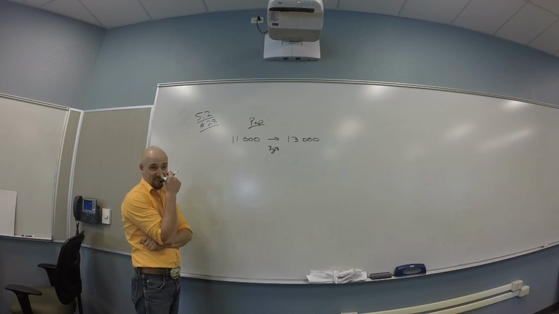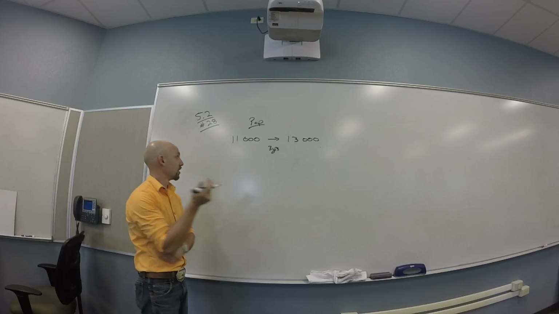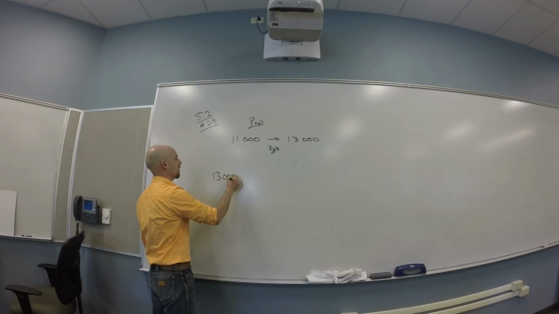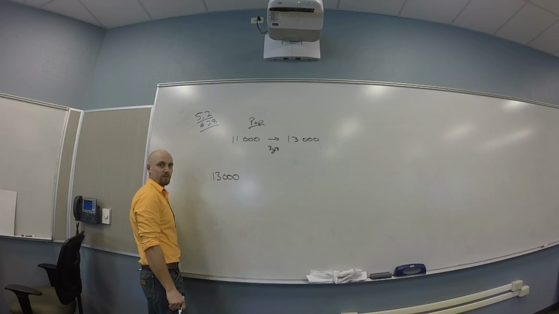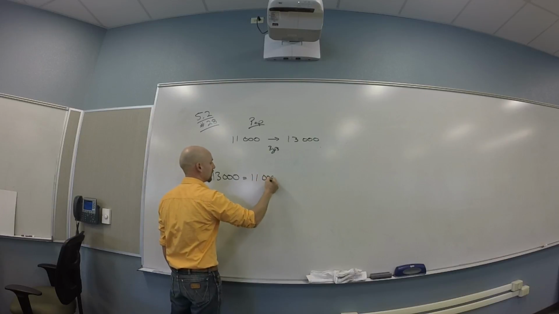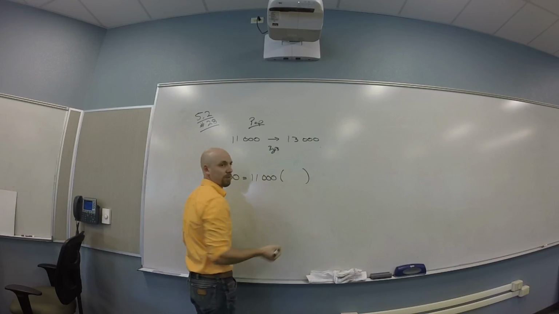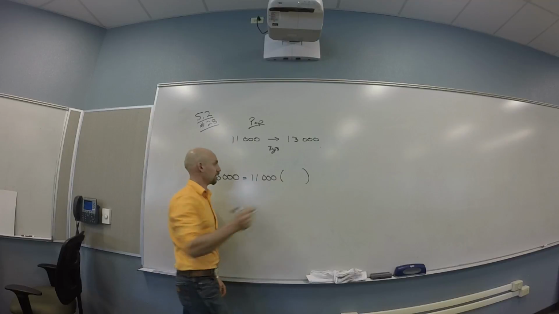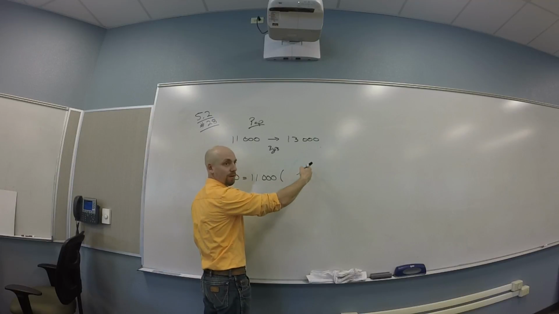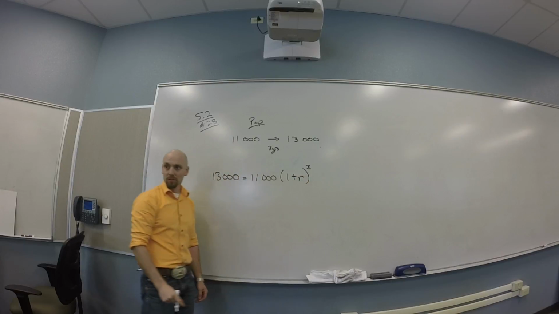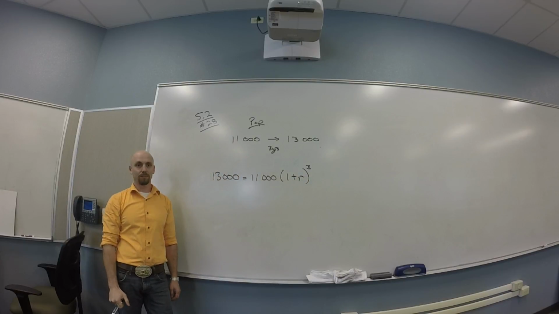How do I do that? Growth rate per year. So I'm saying, all right, so the 13,000 is the 11,000 times something something. What's the something something? There's 3 years, right? So we're compounding 3 times, and we're doing 1 plus whatever the growth rate is. You guys cool with that?